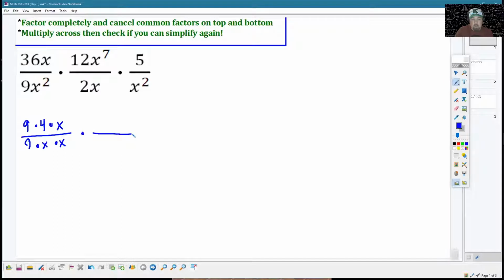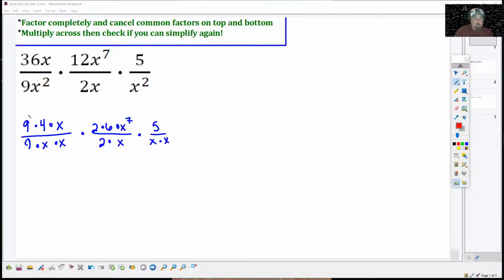We're going to multiply that by, well, 12 is 2 times 6, and then that's x to the 7th. I'm not going to write out all those 7 x's, but I think we know they're there. So it's 2 times x, and then here this is 5 x times x.